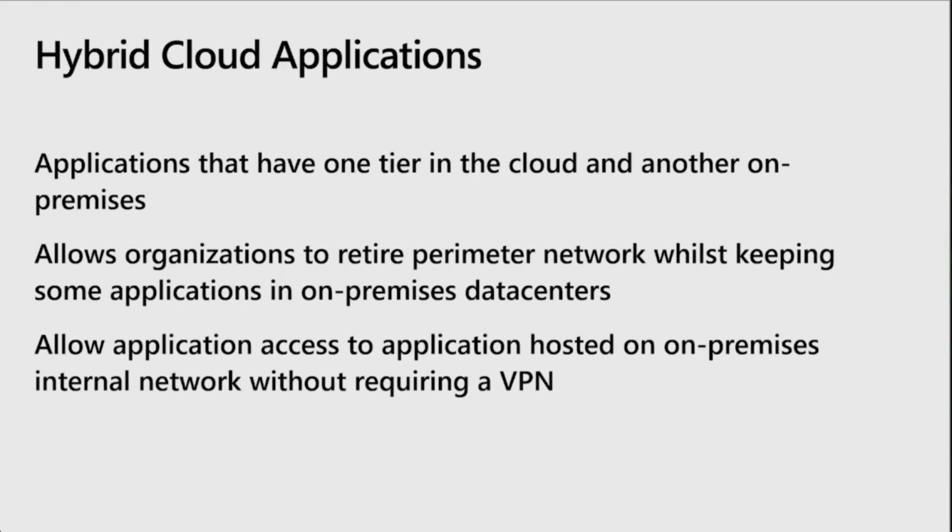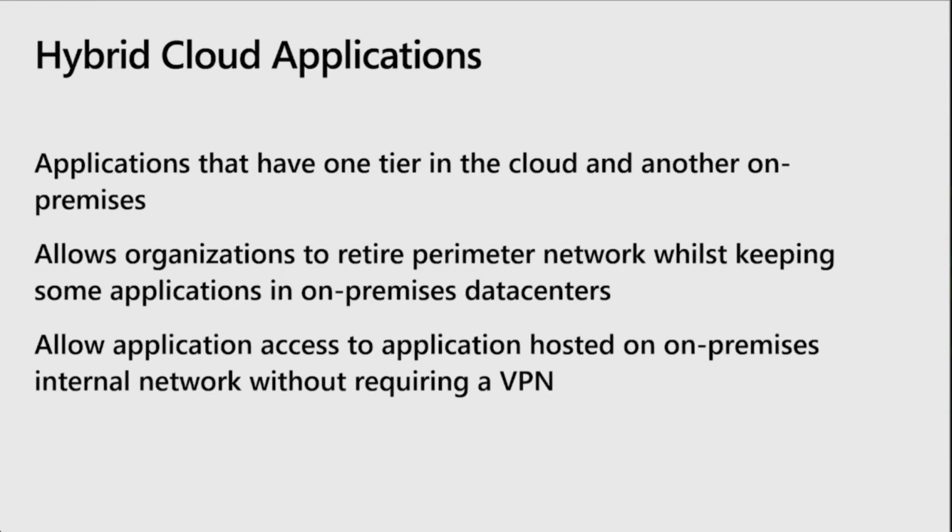Moving to hybrid cloud applications allows organisations to retire the perimeter network whilst keeping some of those applications in on-premises data centres. The reason they want to do that is that one of the biggest security risks to an organisation is the perimeter network, simply because a lot of perimeter networks aren't particularly well configured and they require a lot of expertise to run and to monitor. If you can delegate that away to Azure, then you're probably saving your organisation a lot of money in the long run.